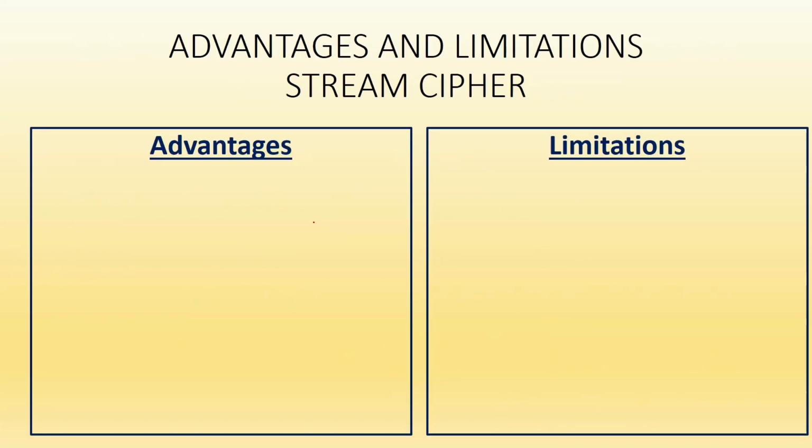Let us now check out the advantages and limitations of the stream cipher. Because the stream cipher processes the data bit by bit, it does not have to wait for the bits to be accumulated to construct a block which can be processed by a block cipher. It just receives a bit, processes it, and generates the output. Receives the other bit, processes it, and generates the output. And therefore, because of bit by bit processing, it results in high speed processing.